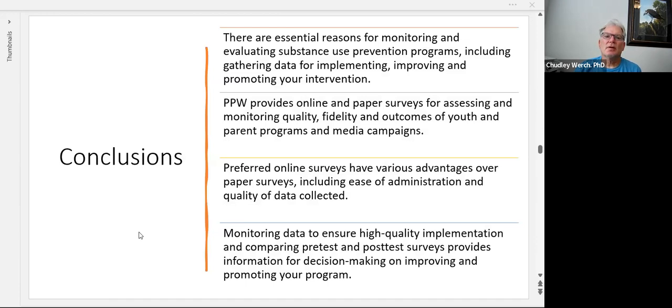In conclusion, very important things. Number one, there are lots of good reasons to evaluate and to monitor your program. Number two, Prevention Plus Wellness has both online and paper surveys for both immediate assessment of pre-post risk and protective factors, as well as longer-term health behavior. The preferred online surveys have a lot of advantages over paper surveys. And lastly, look at the bottom: monitoring data to ensure high quality implementation and comparing your pre-post survey. It's really important for you to make good data-driven decisions about promoting your program and improving it.